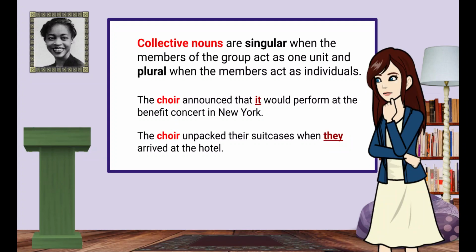Let's look at an example. The choir announced that it would perform at the benefit concert in New York. Here, the choir is acting as one unit in its performance, and so it is singular, and it takes a singular pronoun it. But in the second sentence, the choir unpacked their suitcases when they arrived at the hotel. This indicates that the members of the choir are acting individually, and therefore you need to use the plural.